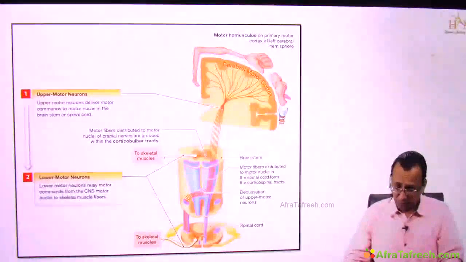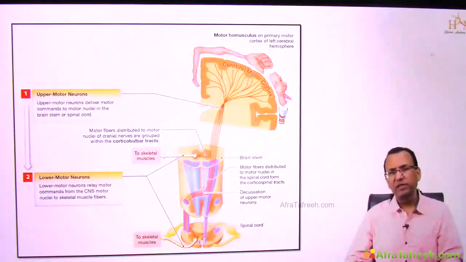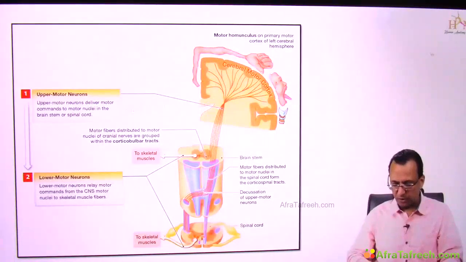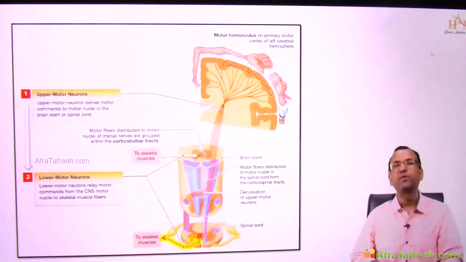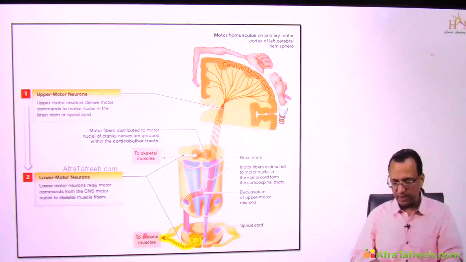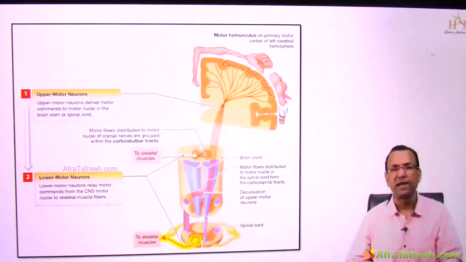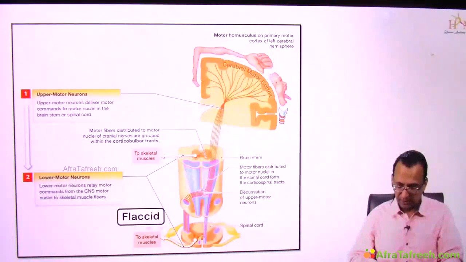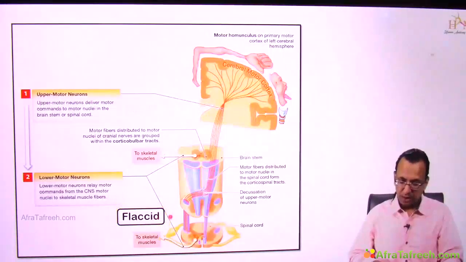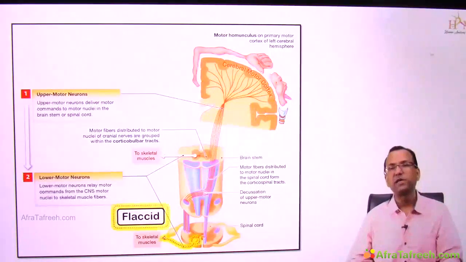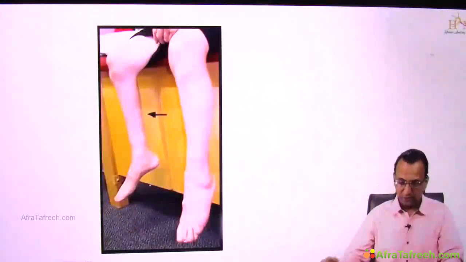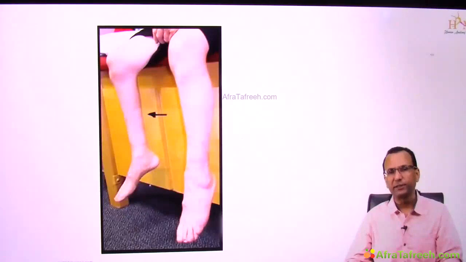Anyhow, what will happen if the injury is after the synapse, meaning the lower motor neuron is involved? If it is after the synapse, lower motor neuron involved, then this would be a poliovirus lesion. And when there's a poliovirus lesion, the nerve is not working. If the nerve is not working, the muscle is not working, there'll be flaccid paralysis. So beyond the synapse, if there is an injury, then it is an LMN type of injury, there'll be flaccid paralysis.